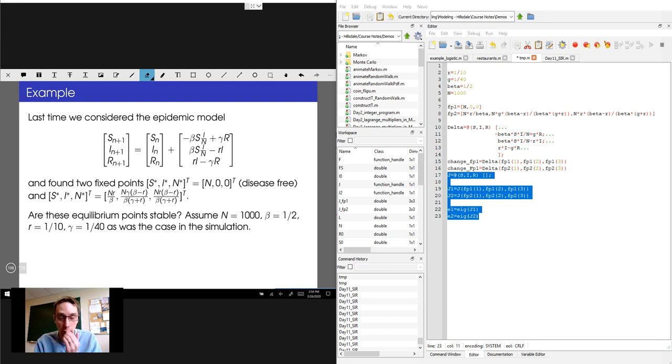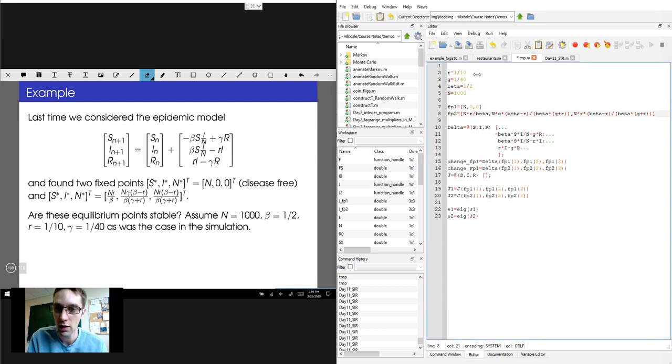And so to start off, on the right, I've written up a script in Octave to compute the fixed points using the parameters that are given here. So I've defined n, beta, r, and gamma as specified on the left, and the fixed points can now be calculated using those values. The reason I like to do this is that if I want to change one of the parameters, I can easily recompute the fixed points just by rerunning this script.